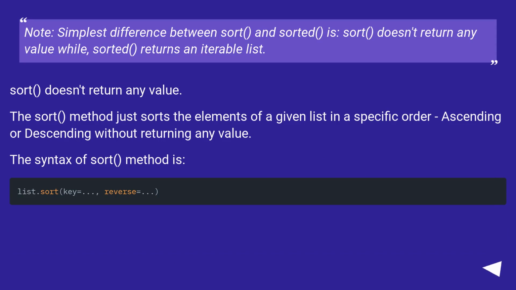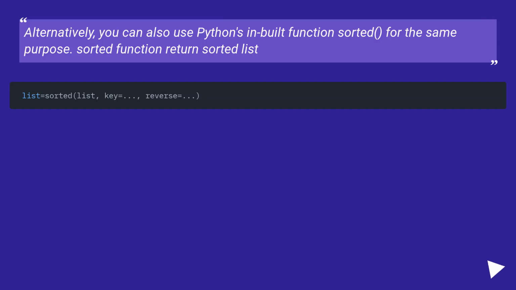Note, the simplest difference between sort and sorted is, sort doesn't return any value while sorted returns an iterable list. Sort doesn't return any value. The sort method just sorts the elements of a given list in a specific order, ascending or descending, without returning any value. The syntax of the sort method is: Alternatively, you can also use Python's inbuilt function sorted for the same purpose. The sorted function returns a sorted list.